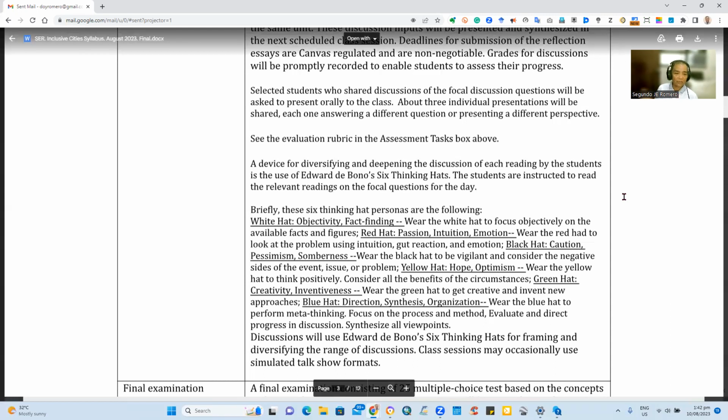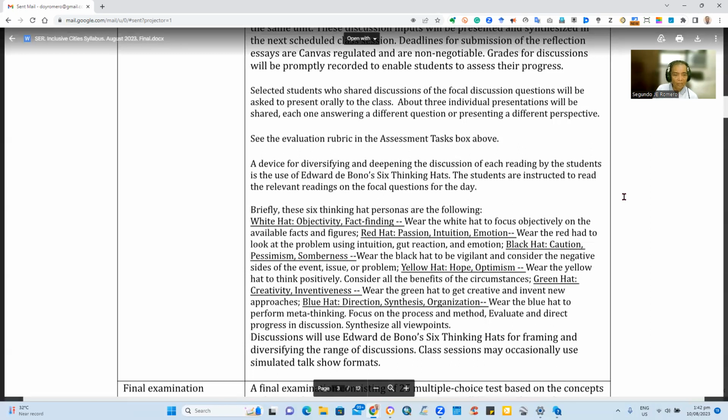Blue hat is perhaps the most difficult to wear, but this is a stewardship hat about direction, synthesis, organization. You wear the blue hat to perform meta-thinking, focus on the process and method, and evaluate and direct progress in discussion, and synthesizing all viewpoints, almost like you are a moderator or chairman of a panel.